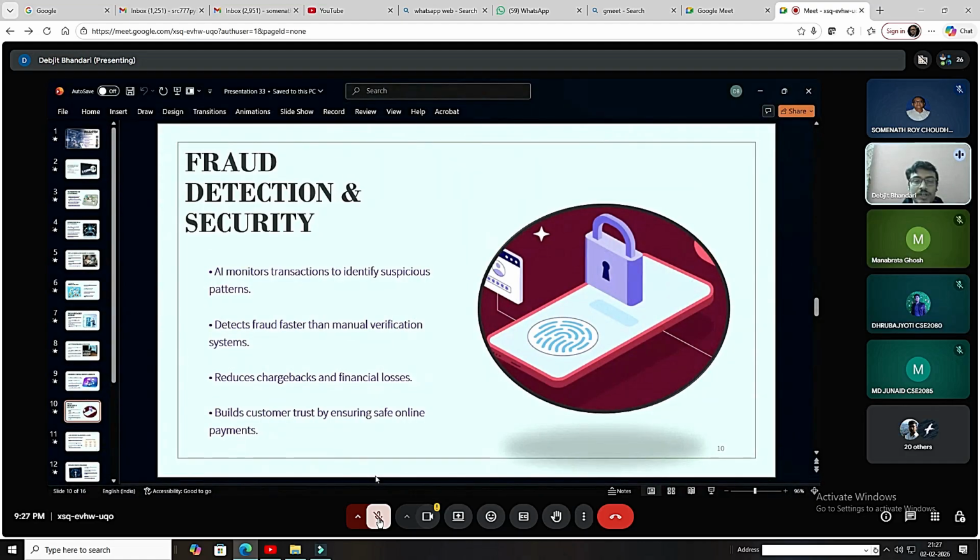So now we'll talk about fraud detection and security. Artificial intelligence has become a powerful tool in fraud detection and security systems. AI continuously monitors transactions in real time and analyzes large volumes of data to identify unusual patterns. One of the biggest advantages of using AI in fraud detection is speed. It can detect fraudulent activities much faster than manual verification systems, allowing businesses to take immediate action. By ensuring secure and safe online payments, AI also helps build customer trust.